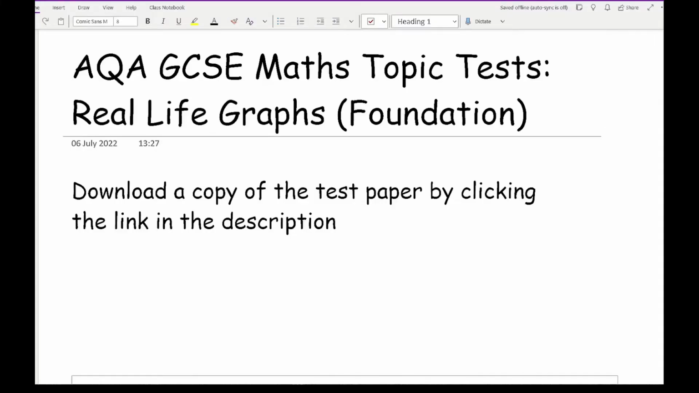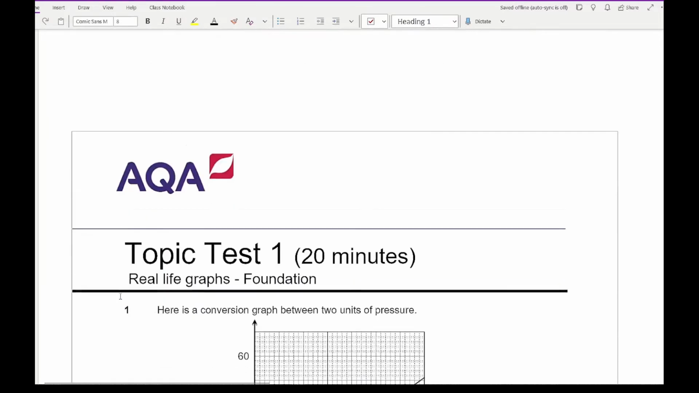Now, before we get started working through this test, it's worth noting that there is no indication about whether these questions are specifically for a calculator or a non-calculator paper. Now, this topic can appear on both papers, so it's worth just bearing that in mind when you're working through questions. So what we'll do when we're working through these questions, we'll try and avoid using a calculator where possible. So let's have a look at question 1.